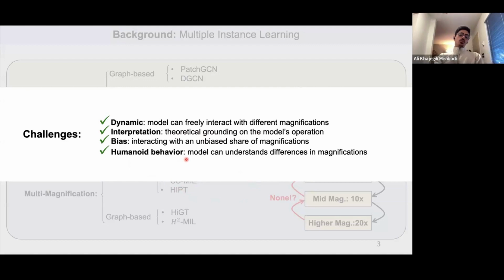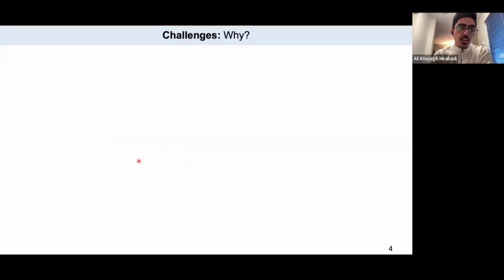And lastly, the model should have a humanoid behavior, meaning that it should understand different magnification, or in a simpler word, it should understand the concept of magnification the same way that the human interprets. So I'm going to explain these 4 challenges here.